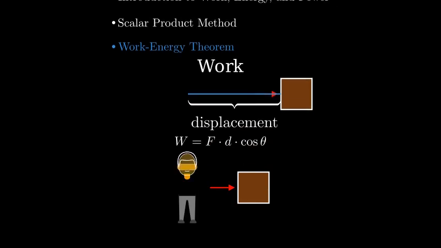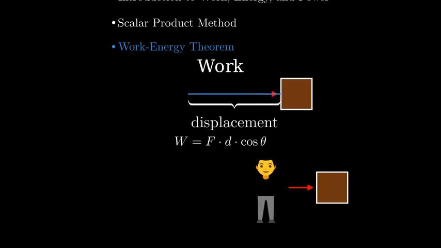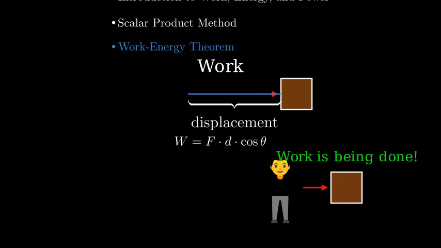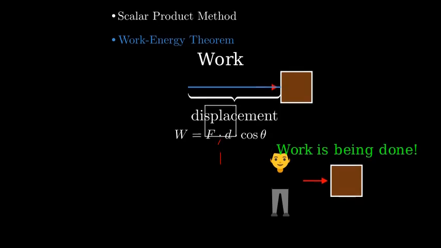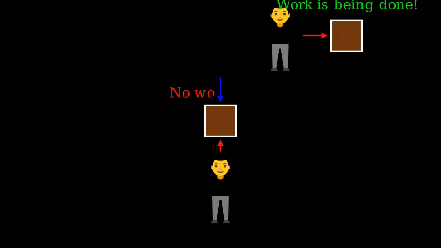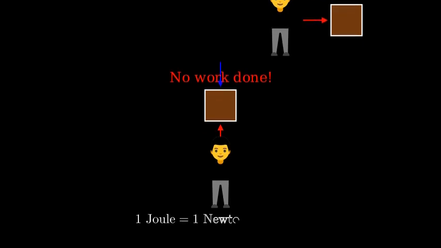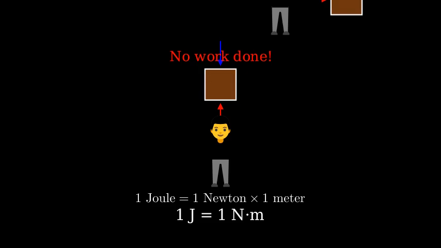When you push a box across the floor, you're doing work. The force is your push, and the displacement is how far the box moves. But if you're holding a heavy box stationary, even though you apply a force, you're not doing any work in the physics sense because there's no displacement. The SI unit of work is the joule, represented by J. 1 joule equals 1 Newton meter, meaning the work done when a force of 1 Newton moves an object 1 meter in the direction of the force.